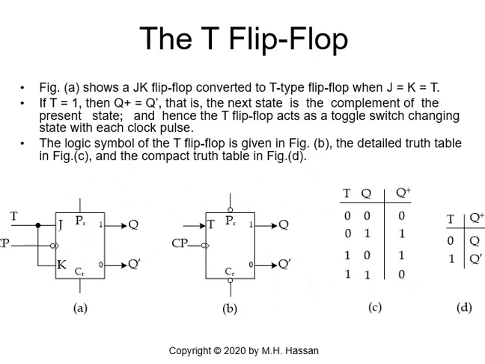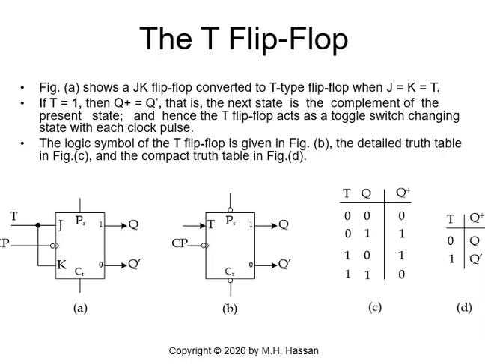Figure A shows a JK flip-flop converted to a T flip-flop. When J equals K equals T, we have a T-type flip-flop. If T is equal to 1, then Q plus will be equal to Q prime. That is, the next state is the complement of the present state, and hence the T flip-flop acts as a toggle switch, changing state with each clock pulse.